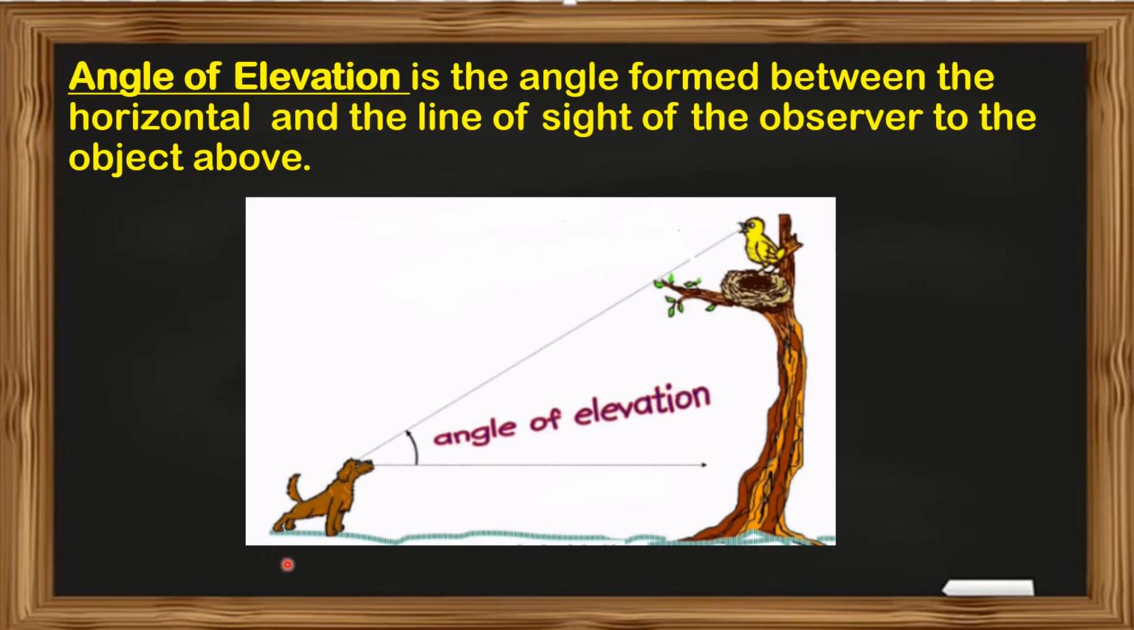Here in the picture you can see an example of an angle of elevation. This angle of elevation is the angle that is formed between the horizontal line and the line of sight of the observer to the object above. As you can see here, we have a dog looking at the bird on the top of the tree. The object being observed is the bird and the observer is the dog. Now the object being observed is above the horizontal, so therefore the angle formed is an angle of elevation.